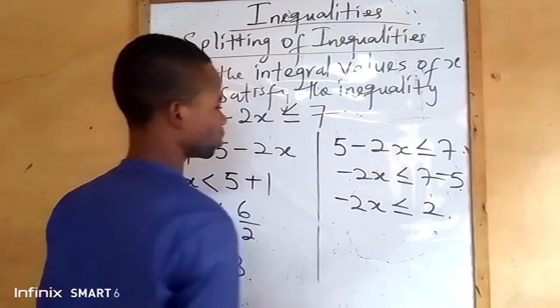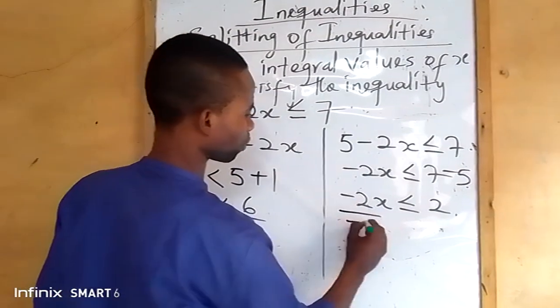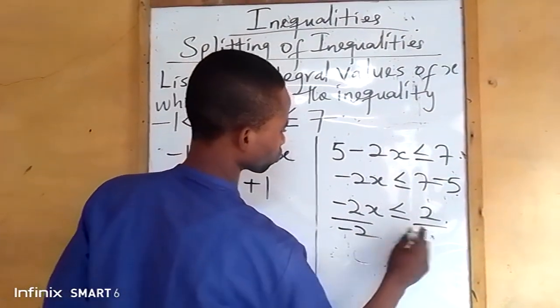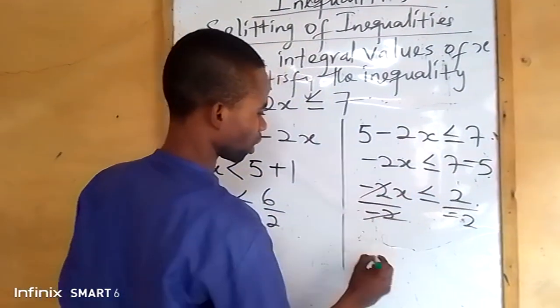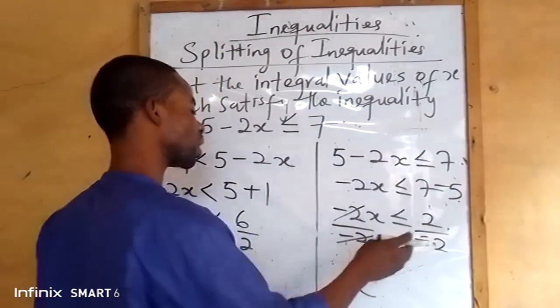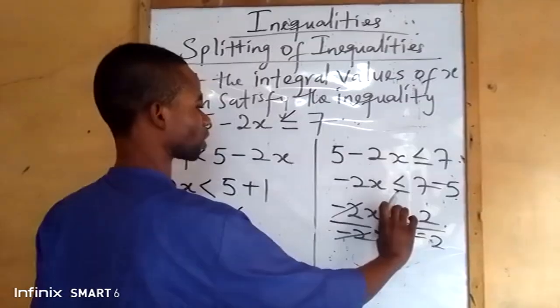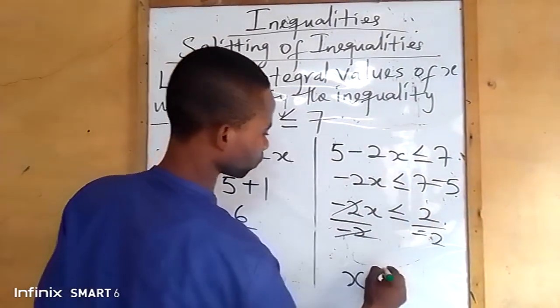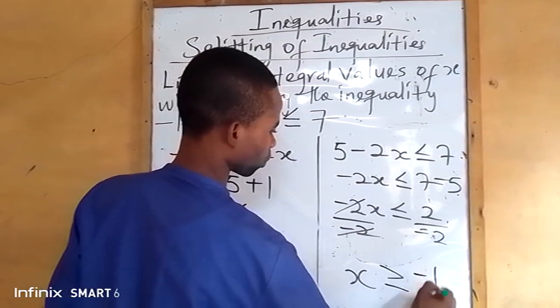That is 2. We divide both sides by minus 2, all over minus 2. Anytime you use a negative number to divide both sides of an inequality like this, the inequality sign is going to change. So it becomes x greater than or equals to minus 1.